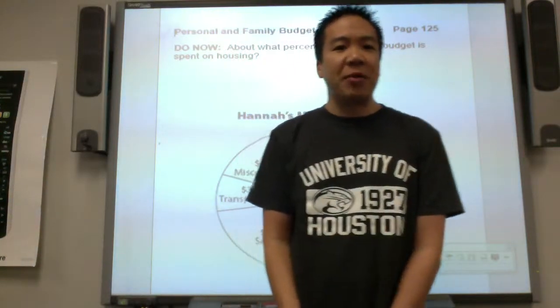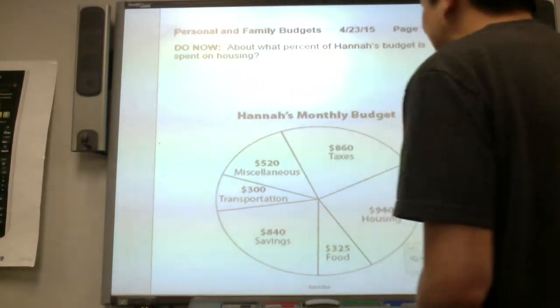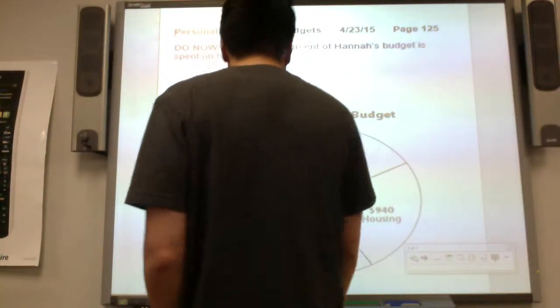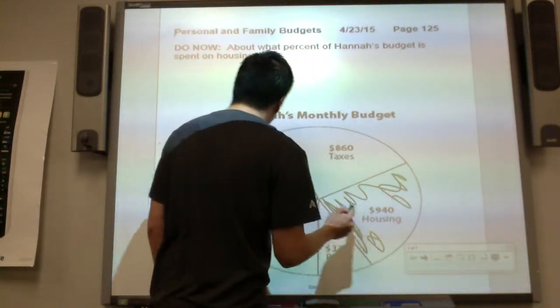Talk about personal and family budgets. But before we do so, let's go over our do now. In our do now, it's asked about what percent of Hannah's budget is spent on housing. Housing takes up this. So what do you know about a circle graph?